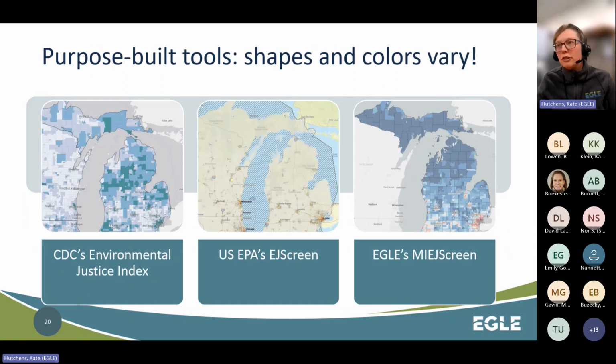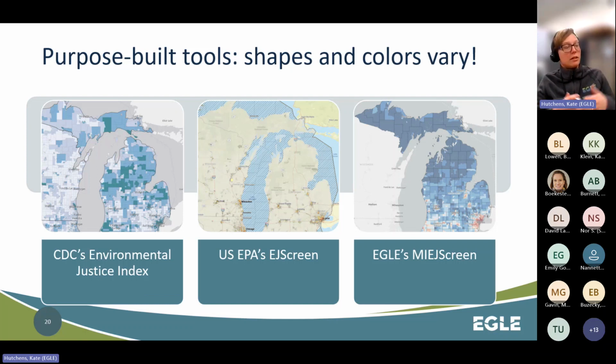So there are actually quite a lot of different kinds of environmental justice focused maps out there. Some of you may be familiar with some of these. The shapes and colors of your product may vary, and they tend to be very purpose built. So the reason I headlined with the primary purpose of MiEJScreen is to map and identify communities that may be disproportionately impacted by environmental hazards through those three different environmental, health, and socioeconomic indicators. There are different tools that have different purposes.